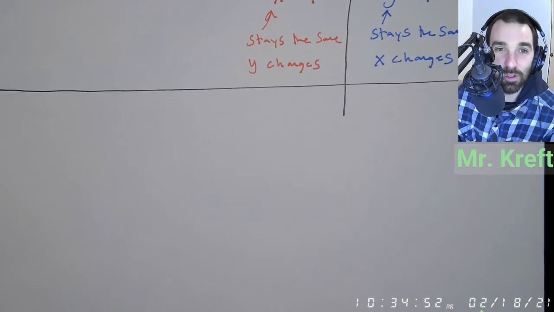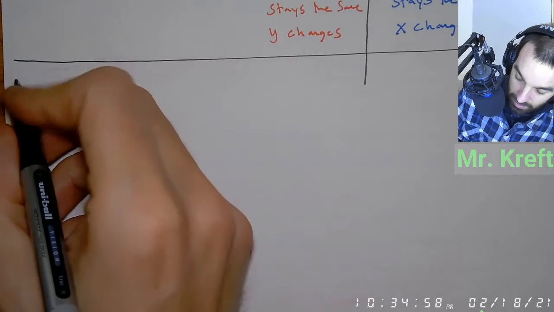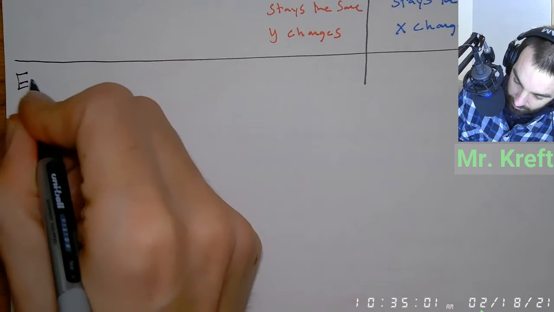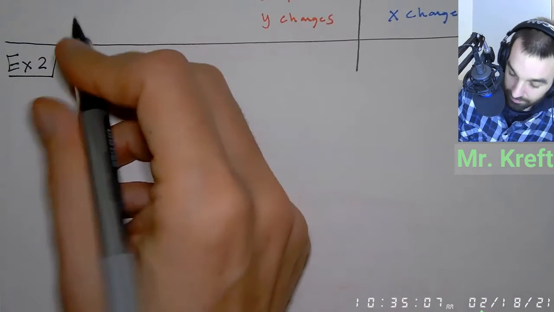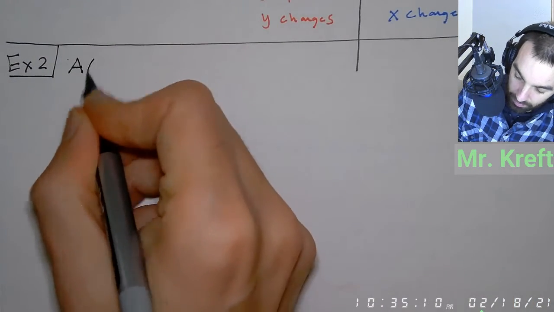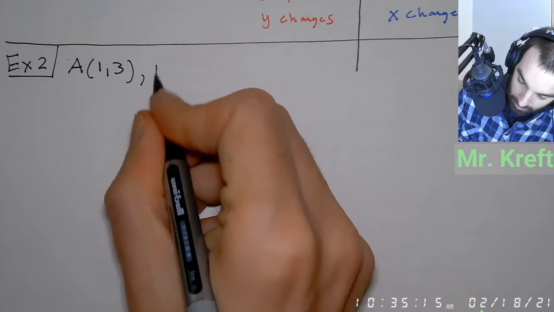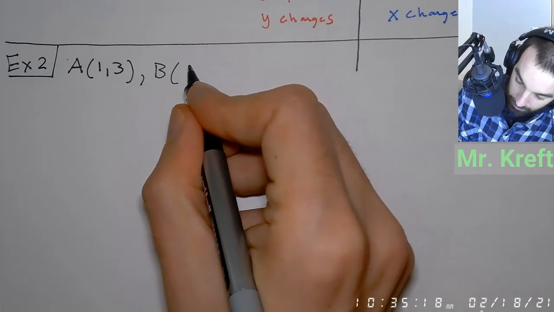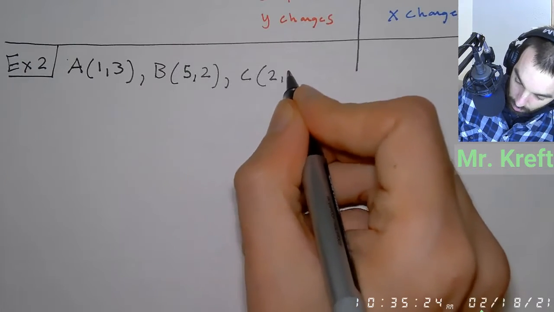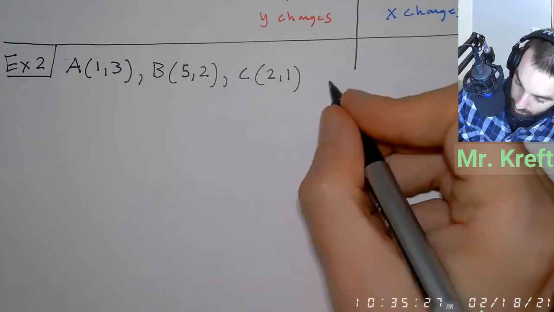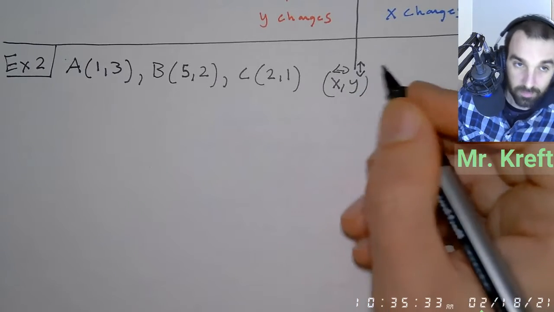Okay, so what we're going to do now is practice some reflections. So this is Example 2. I'm going to give you a triangle, and the triangle is going to have these points. A is going to be 1, 3. Point B is going to be 5, 2. And C is going to be 2, 1. And I'm just going to remind people, every point comes in an XY pair. X is left to right. Y is up and down.